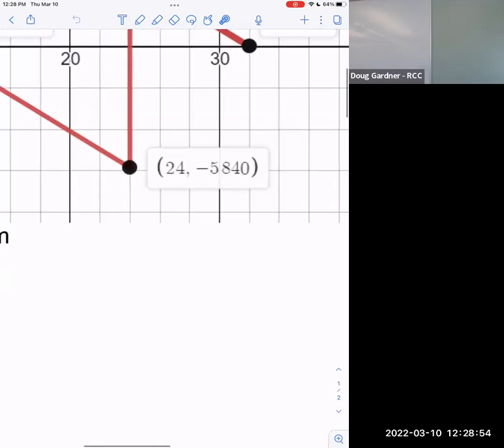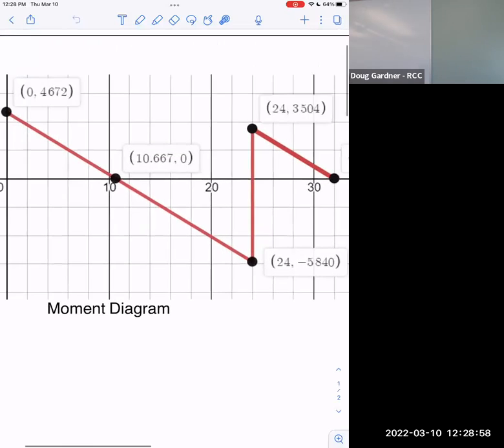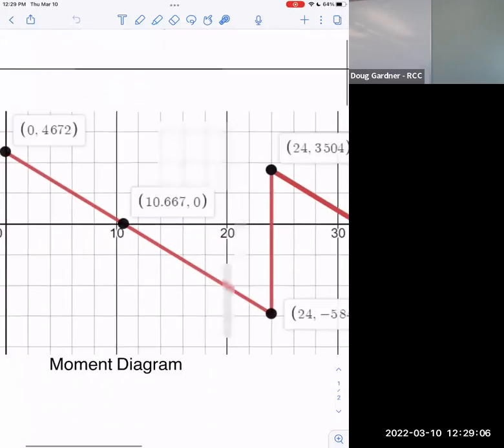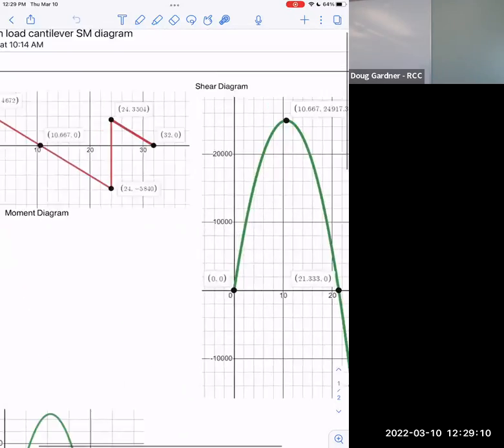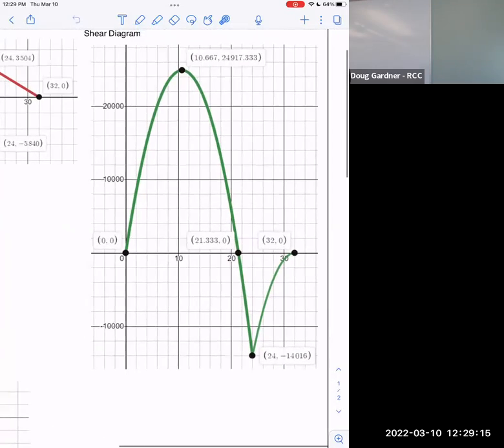So notice it's actually 5840, not 5900. Maybe I'll need that later. Remember that 0? Didn't we say where the shear was 0 was where the maximum moment was, 10.67? Take a look at the moment diagram. Looks like my labels moved all around, so it doesn't look right. But look at that crazy moment diagram.